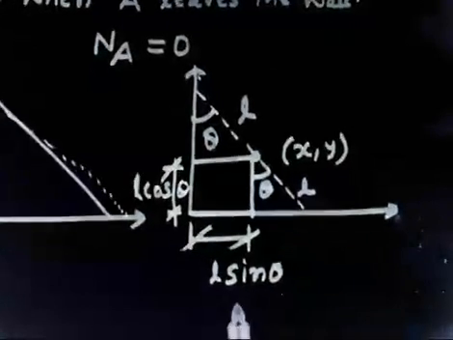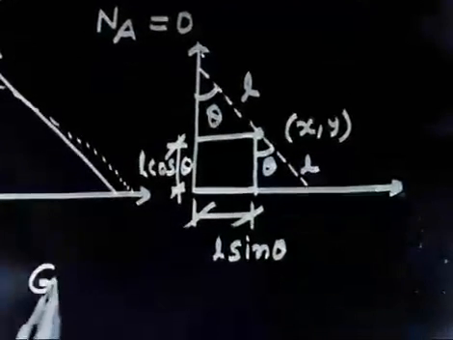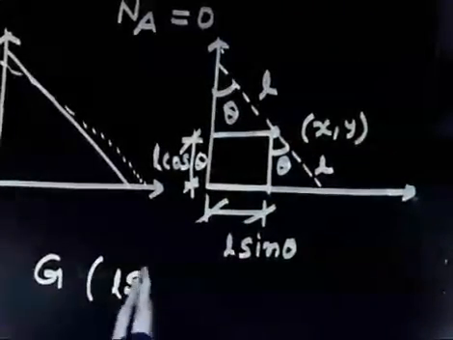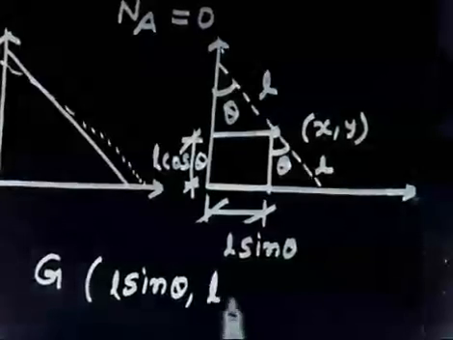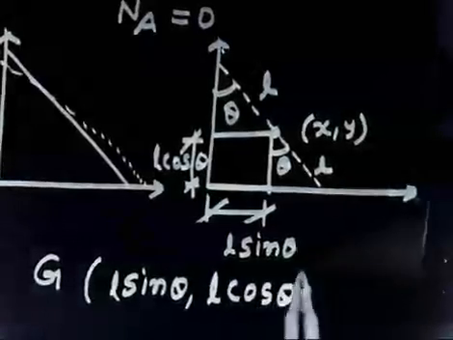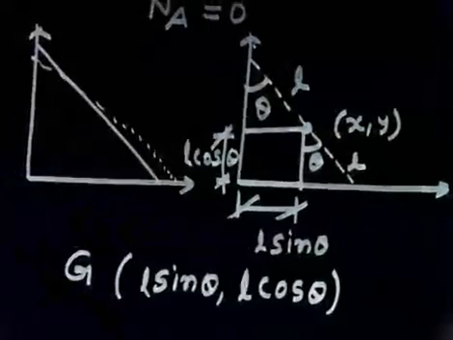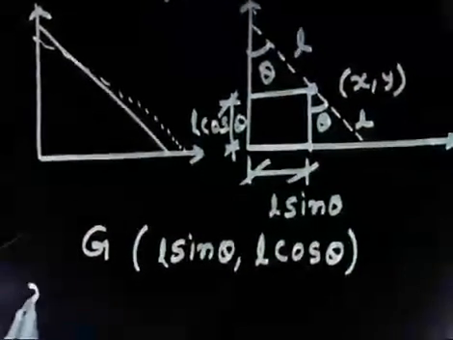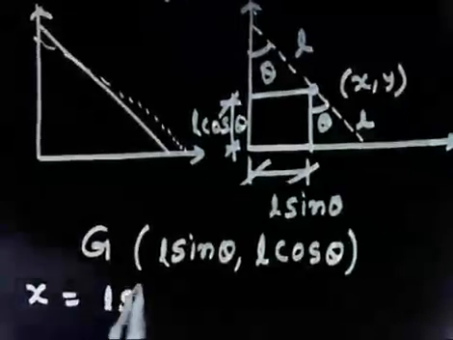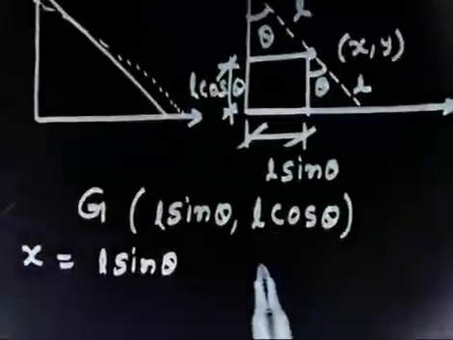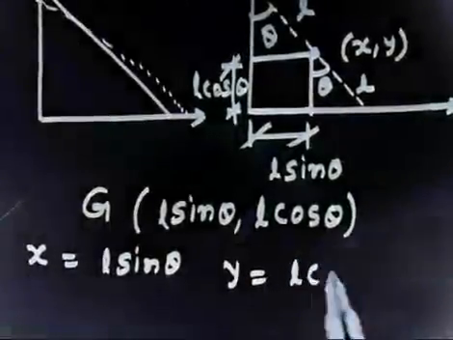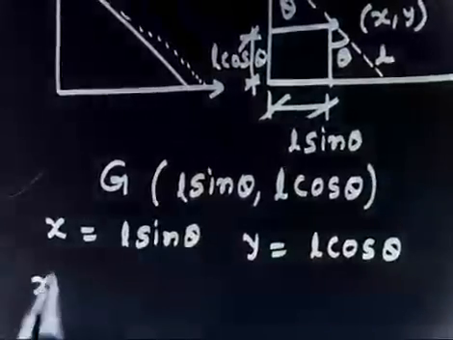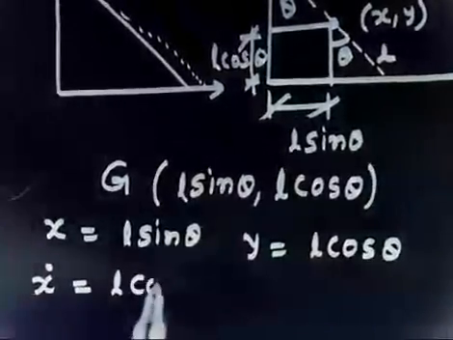So what is the coordinate of the center of mass? I can write the center of mass is L sin theta, that is the x coordinate, and the y coordinate is L cos theta. So this is the coordinate of the center of mass. Are you getting? So if x is equal to L sin theta and y is equal to L cos theta, I can find the velocity in the x direction, that is x dot. So this will be L cos theta.